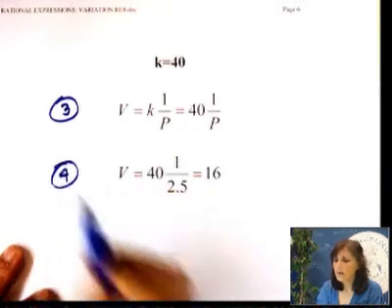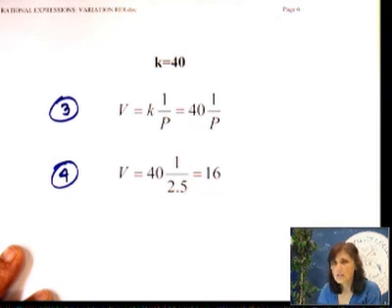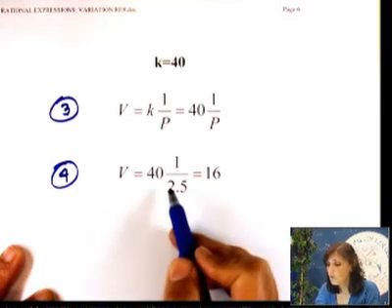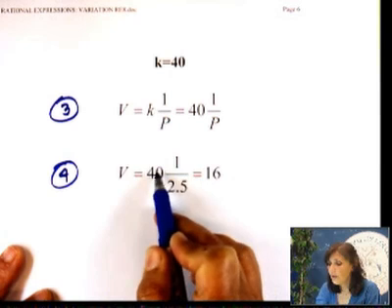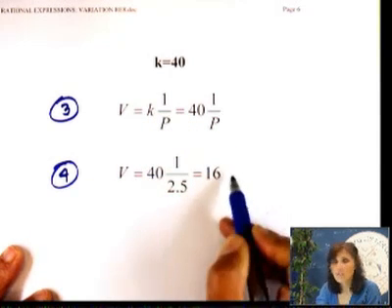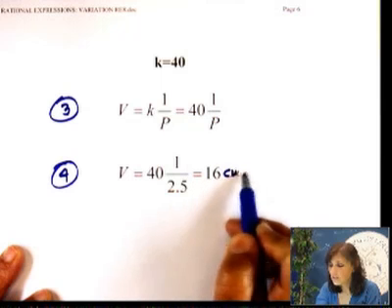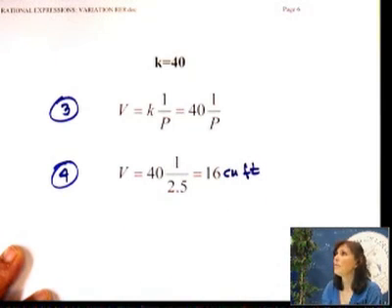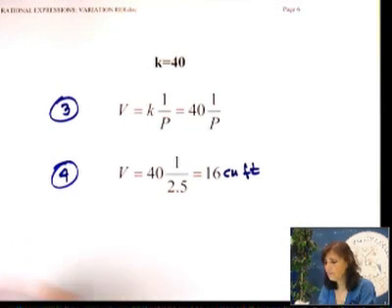And the last step, I plug in the numbers. It says, what's the volume when the pressure is 2.5? So put 2.5 and 40. Just instead of P, you put 2.5, you get 16. And 16 what? And remember, that's in cubic feet. And that's pretty much the end of the question.